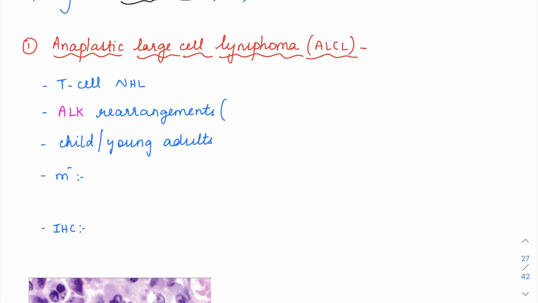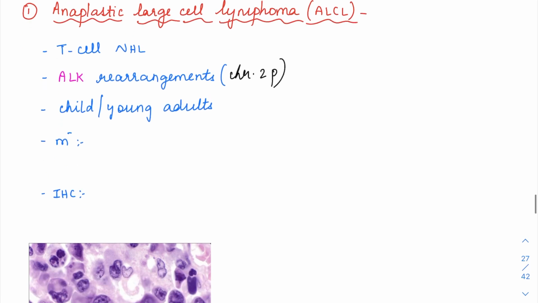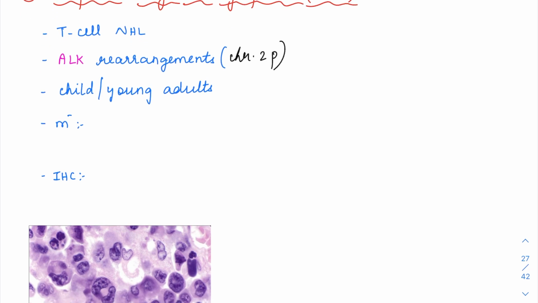So anaplastic large cell lymphoma, even in neoplasia we had studied, right? So ALK kind of mutations are going to be seen in ALCL, neuroblastomas, and lung adenocarcinomas as well. So ALK rearrangements is going to be seen in chromosome 2p. ALK location is in chromosome 2p. Even in Hodgkin's lymphoma, we had chromosome 2p gain, right, which led to the NF-kappa B activation. So ALK location is also chromosome 2p. So this is going to usually affect the young adults, so adolescent age group and the children.